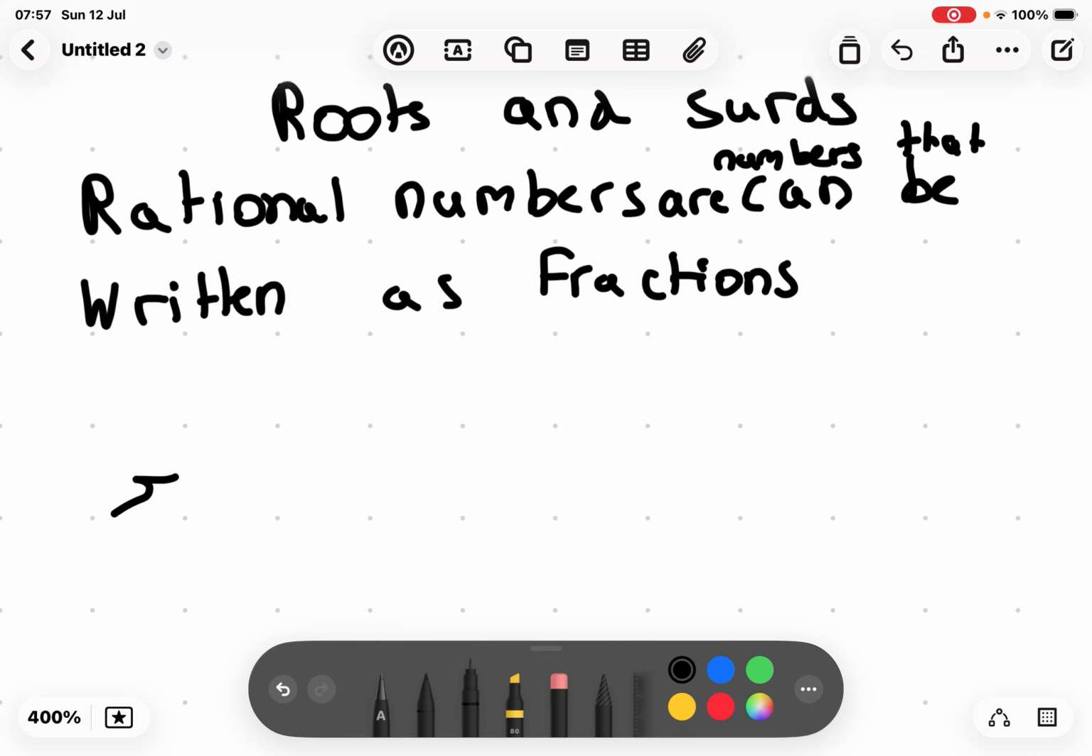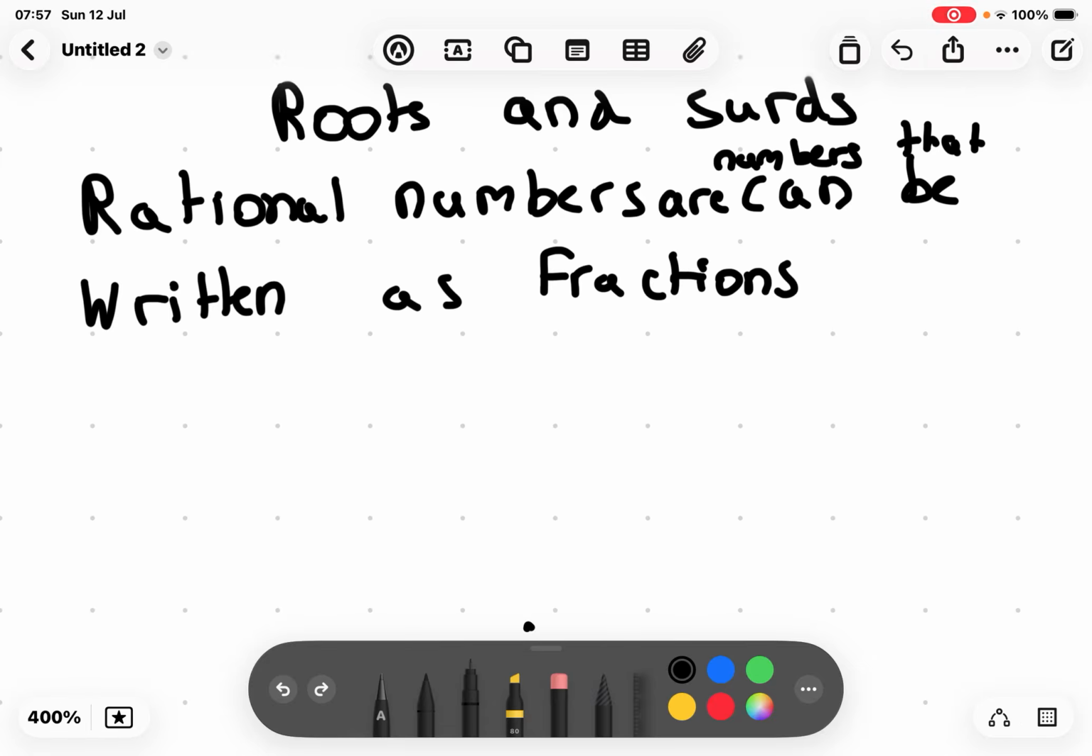But for example, pi can't. You might say, oh well, pi is a term. Okay, square root 2. Because there's so many decimals, it can't be. For example, we can do 60, okay, 67. That can be written as a fraction like this.